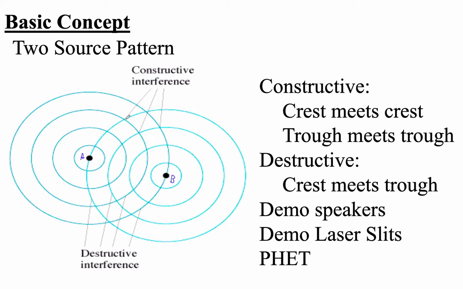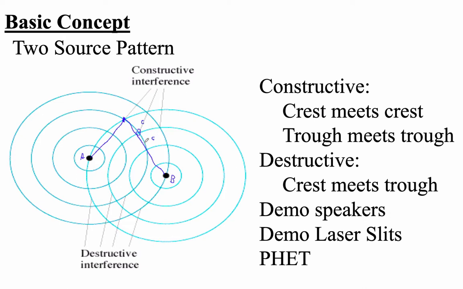If you consider one little spot like this, notice that this spot right there is 1, 2, 3 wavelengths from this speaker, and then it's 1, 2, 3, 4 wavelengths from the other. The difference in distance is one whole wavelength, right? So that'll be constructive interference. You'll have these spots here that are constructive. By the way, it's also constructive interference where trough meets trough, like that.